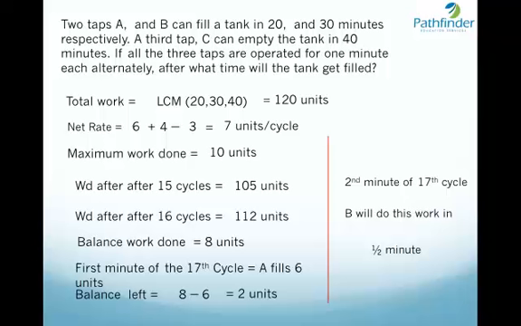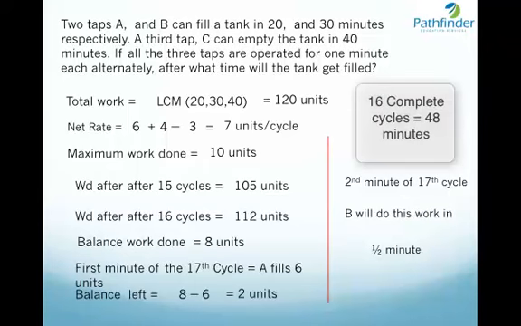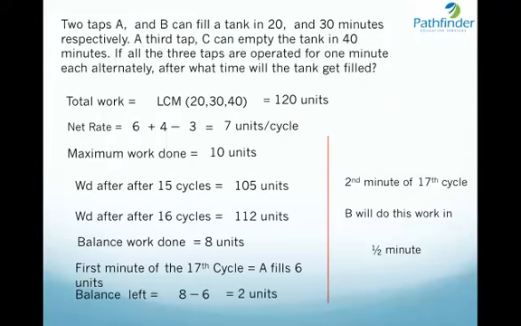So what is the total time required? 16 cycles have been completed. So 16 complete cycles of 3 minutes each, 48 minutes. In the 17th cycle, A worked for 1 minute, and in the second minute, B worked only for half a minute. So 48 plus 1 minute worked by A and half a minute worked by B, a total of 49.5 minutes.